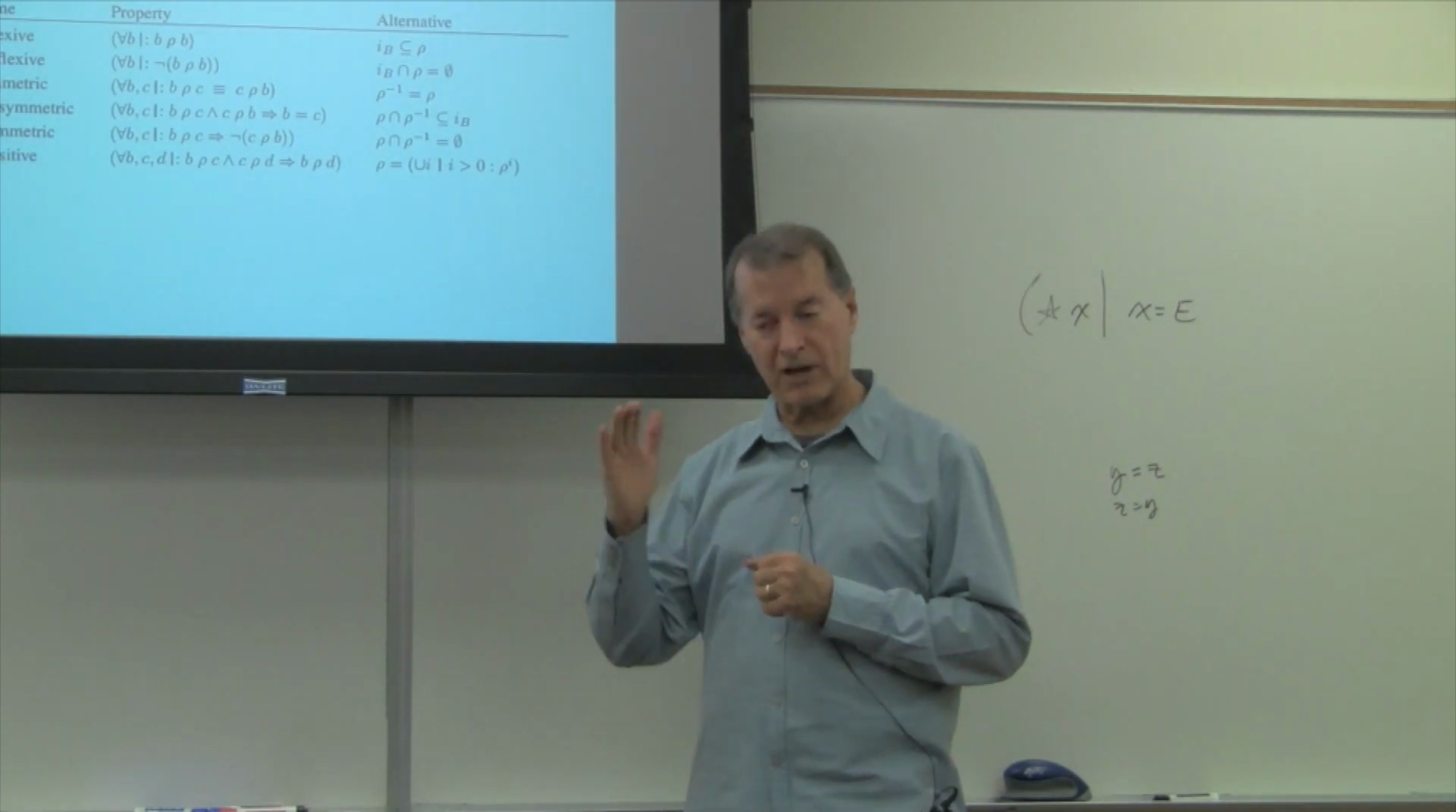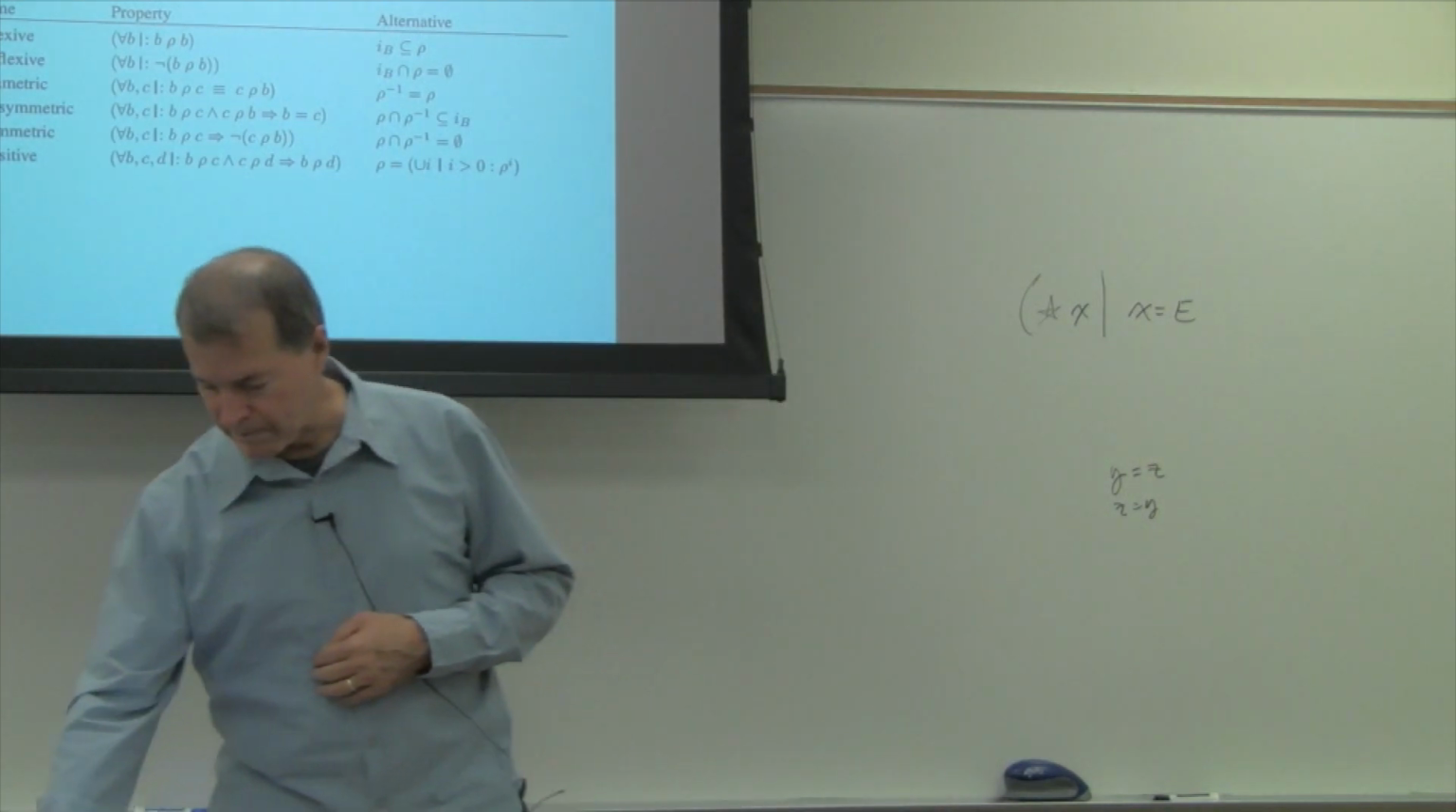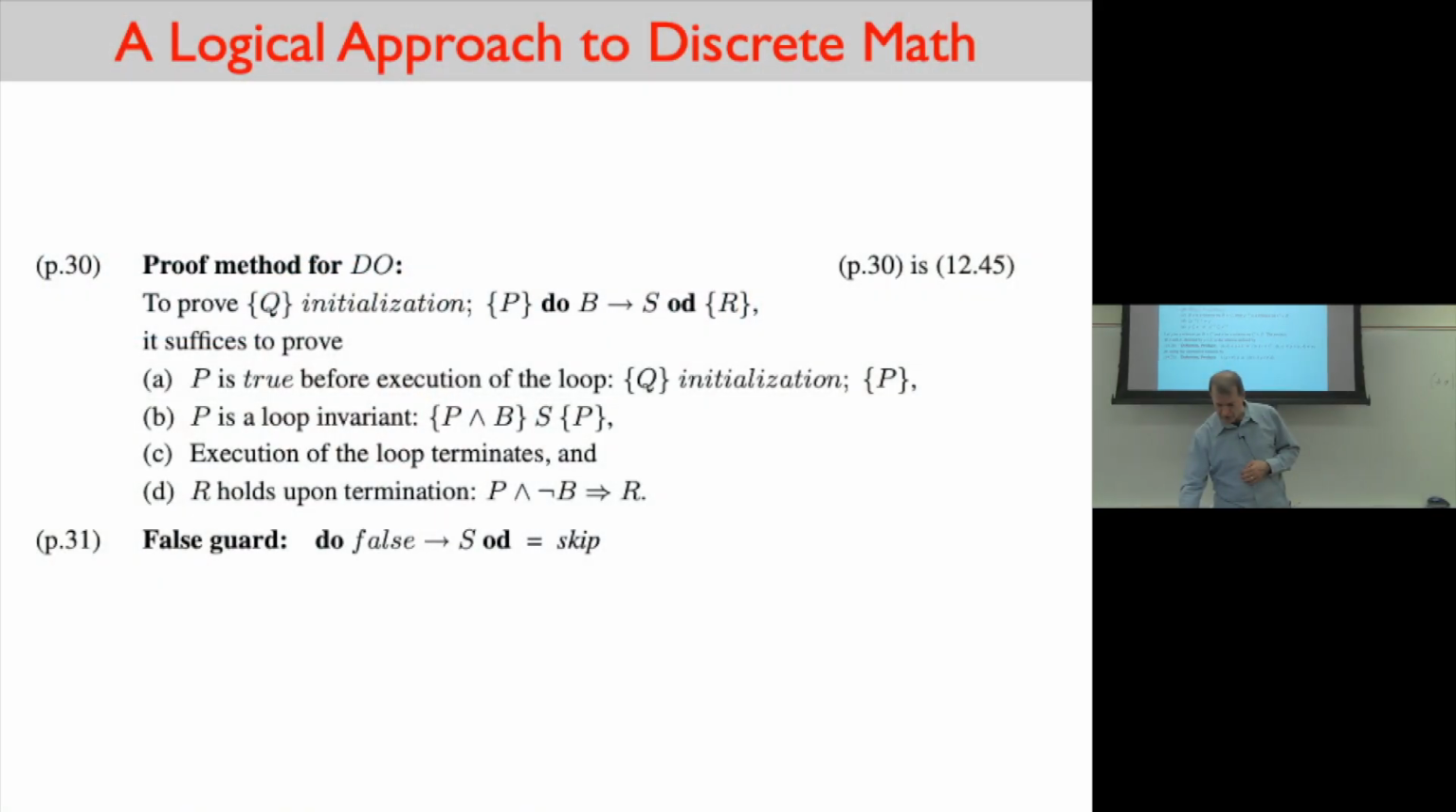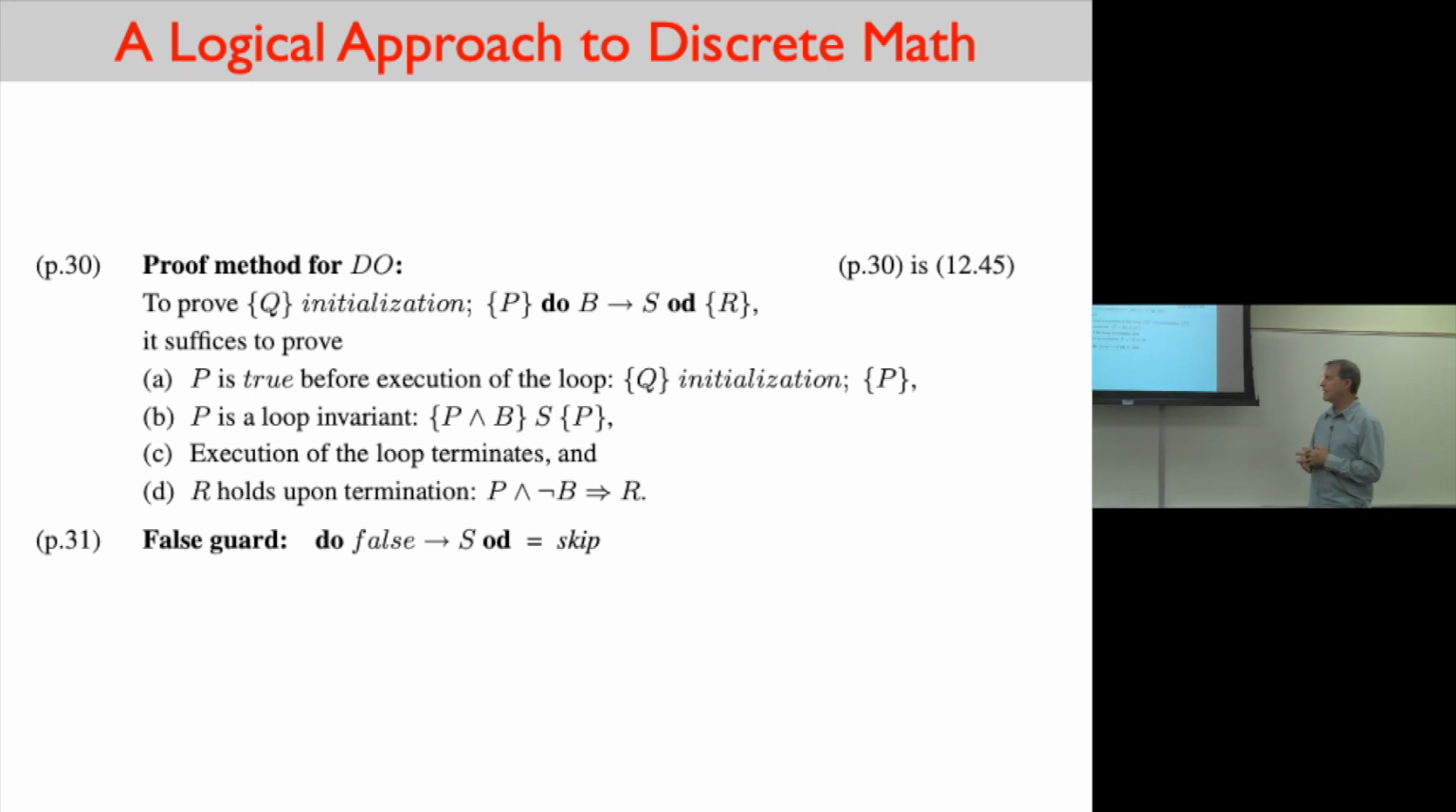Let's go back to where we started. At the end of the last test, we had gotten up through the if statement for our proofs. Since then, we have done the do loop, the do statement. Is this the last test before the final? Yes, this is the last test before the final. So you know there's going to be a question to prove a do loop is correct.